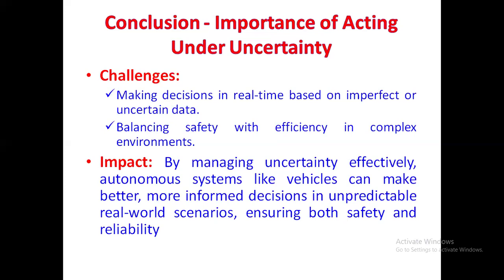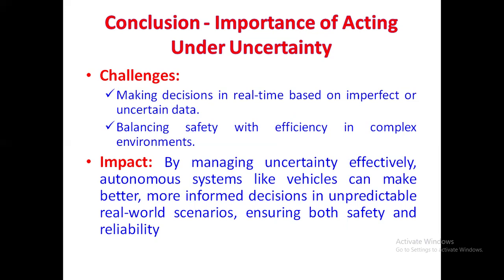And what would be the impact? Effectively managing uncertainty is key to the success of autonomous vehicles. By incorporating techniques such as Bayesian inference, Monte Carlo simulation, and reinforcement learning, autonomous vehicles can make better, more informed decisions in real world scenarios. Handling uncertainty correctly ensures that these vehicles can operate safely and reliably, even in the face of unpredictable situations like sudden obstacles or unclear sensor data.